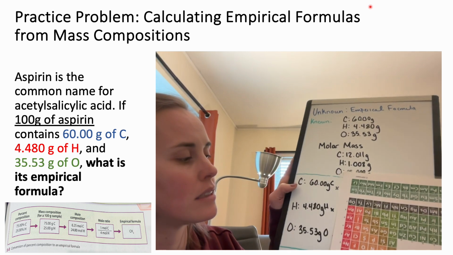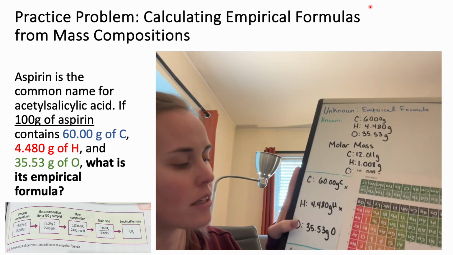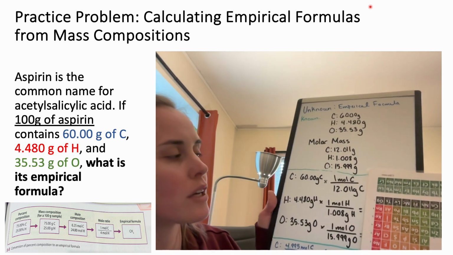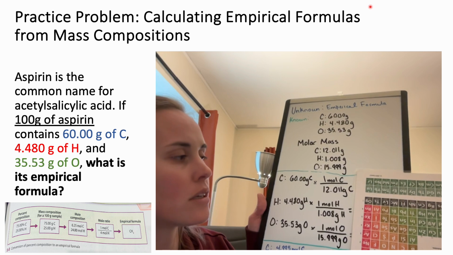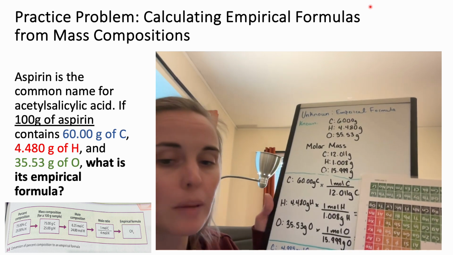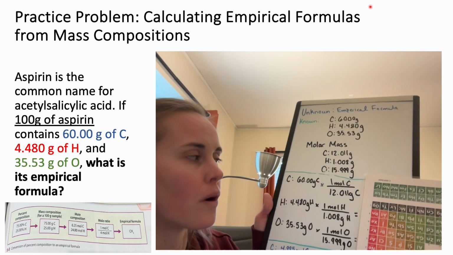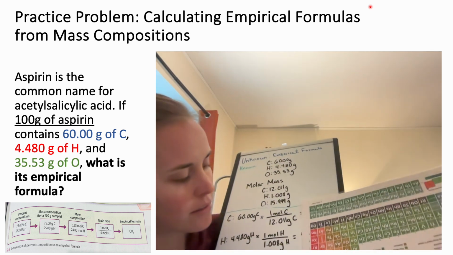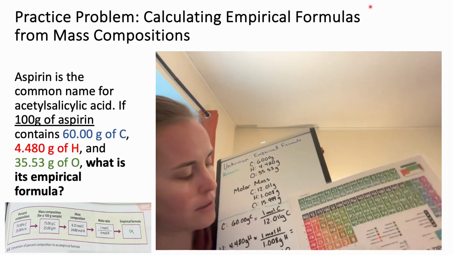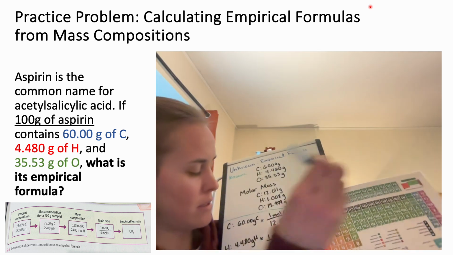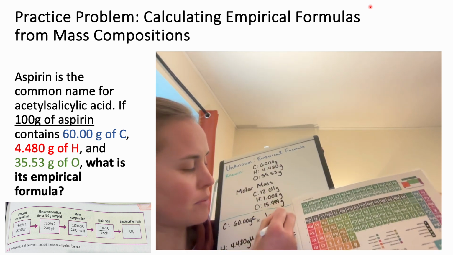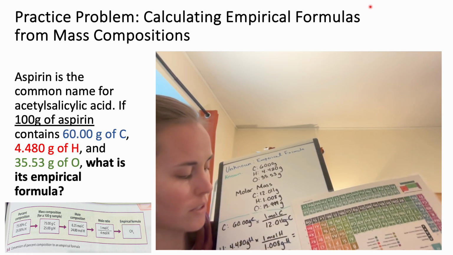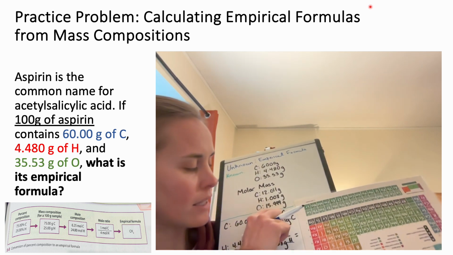So for carbon, it's 60. For hydrogen, it's 4.480, and then oxygen. And then I'm saying, okay, what I can do is convert each of these masses of the composition over to the moles. So how many moles is in that compound? Well, I do that by canceling out our units. So grams and grams of carbon, grams of hydrogen, grams of hydrogen, grams of oxygen, grams of oxygen. So all those get canceled out, and it leaves us with our moles.